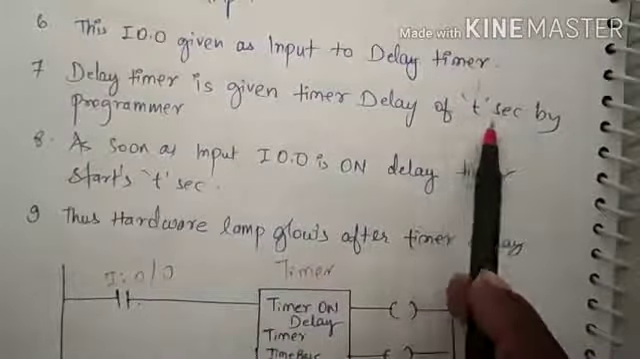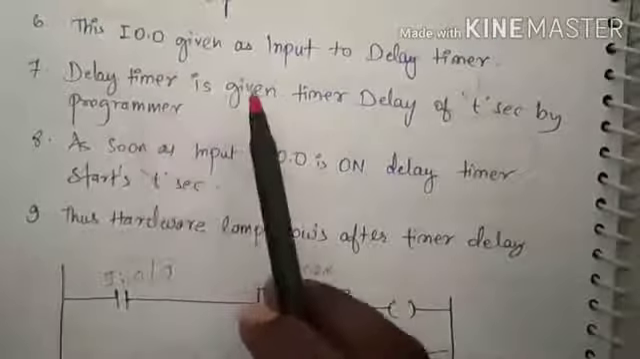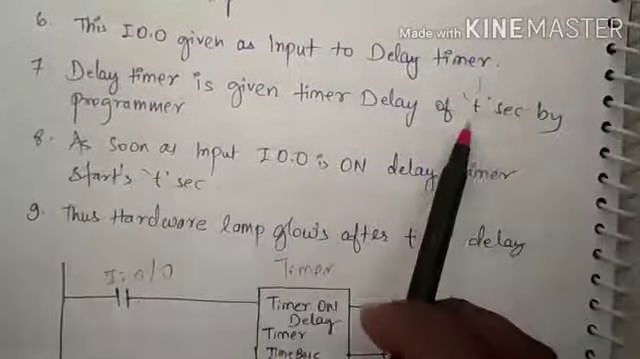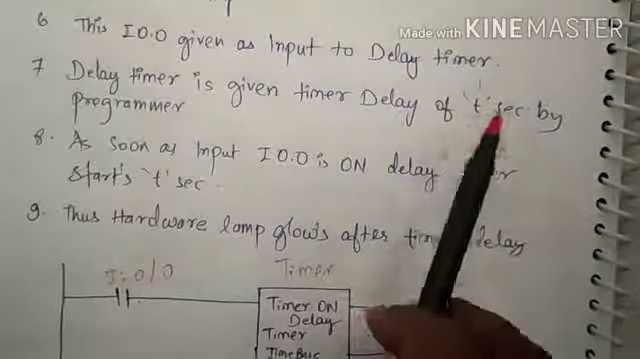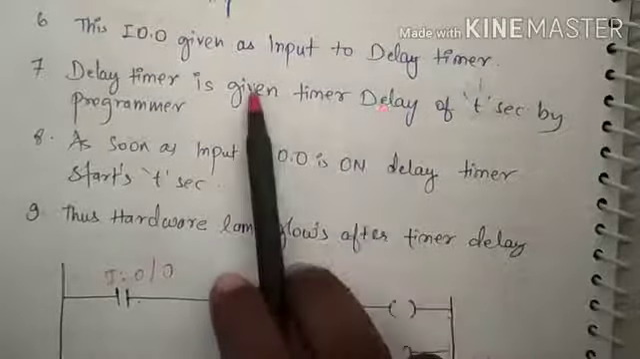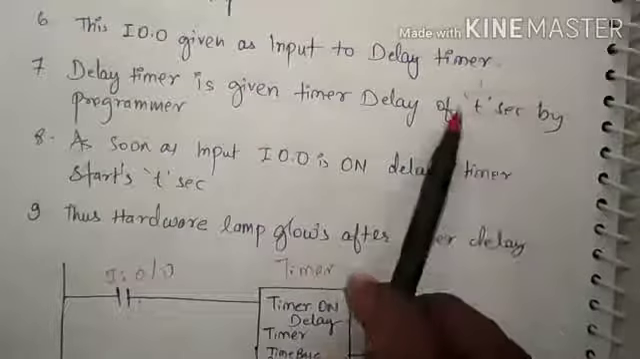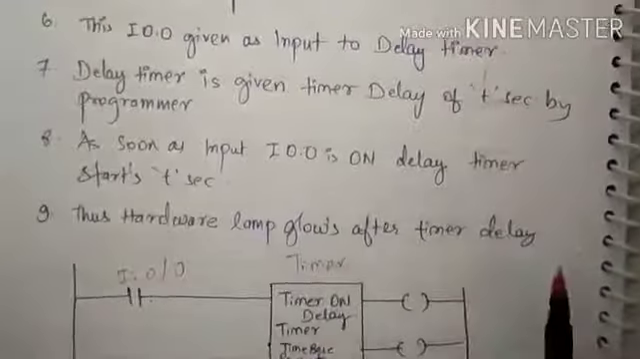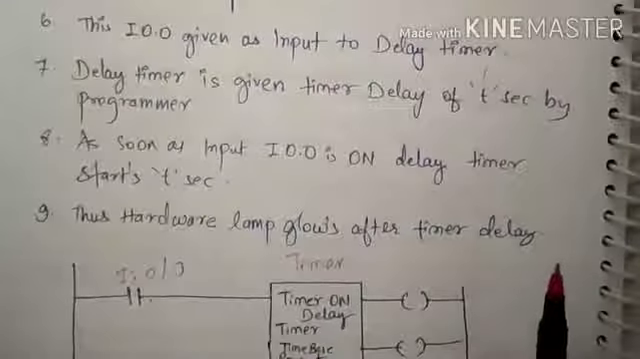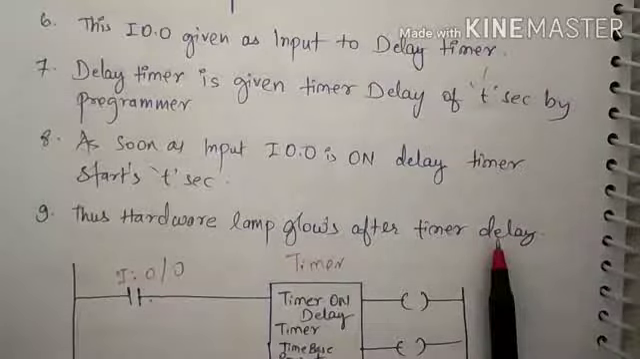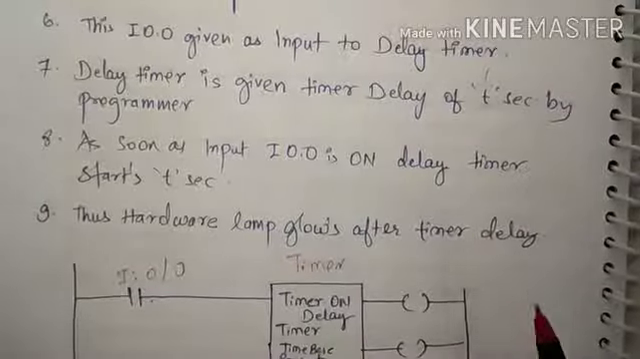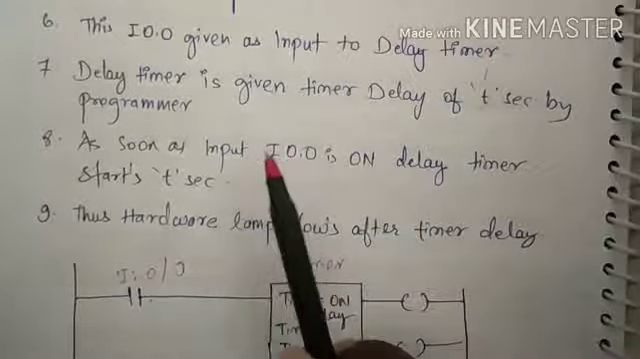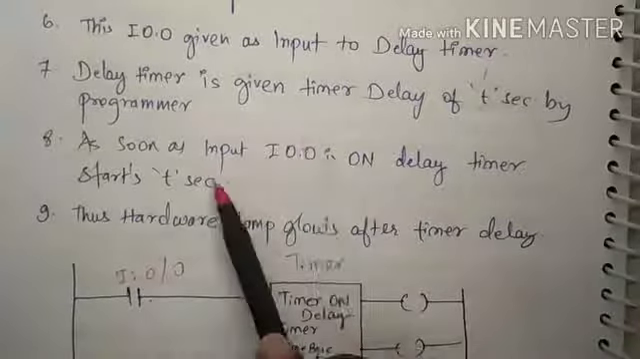So who will give it? A programmer. If I am a programmer, I will give a t seconds delay. Let's suppose I am giving a 10 seconds delay. After 10 seconds only my lamp should glow. So this is done with the timer delay. As soon as the input I is on, the delay timer starts counting t seconds.